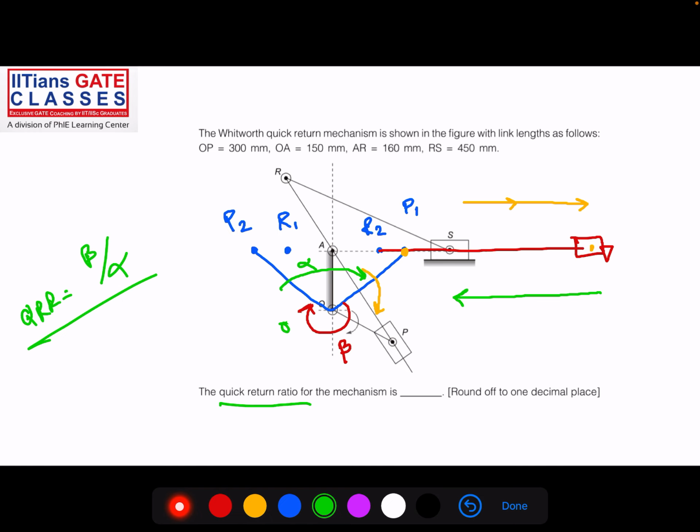On the return stroke, it is traveling only angle alpha. On the forward stroke, it is traveling angle beta, right? Definitely the return stroke is faster than the forward stroke. So quick return ratio is how fast the return stroke is compared to the forward stroke, or you can say, the ratio of time taken in the forward stroke and the return stroke. So basically you have to calculate angle alpha and beta, and take the ratio to find out the quick return ratio.